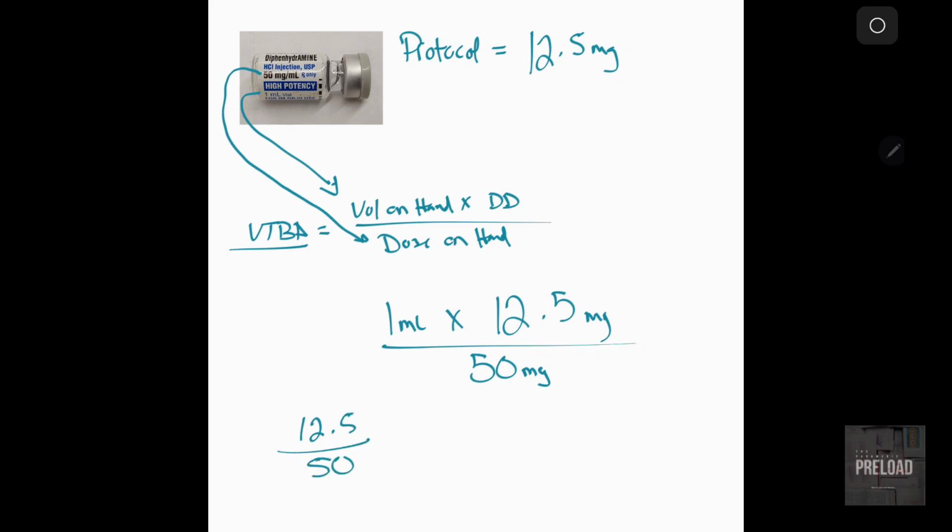And if we put that in our calculator, 12.5, and divide by 50, that is going to equal volume to be administered equals 0.25. So if we give 0.25 milliliters, then we have given the pediatric dose of 12.5 milligrams. And we have now given the patient the desired dose, or the protocol dose, of the Benadryl that they should be getting.